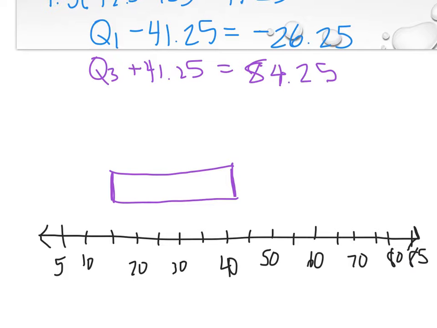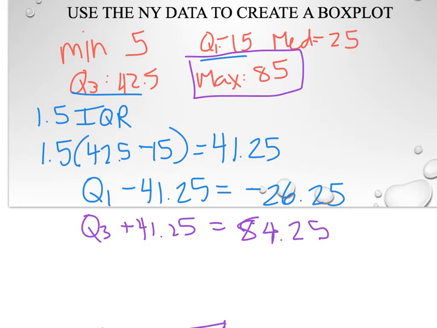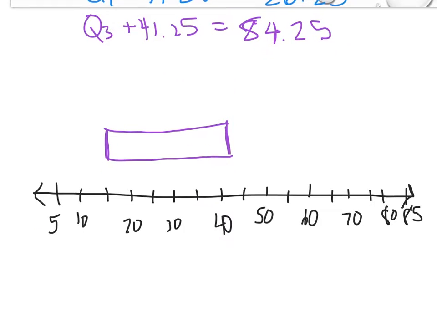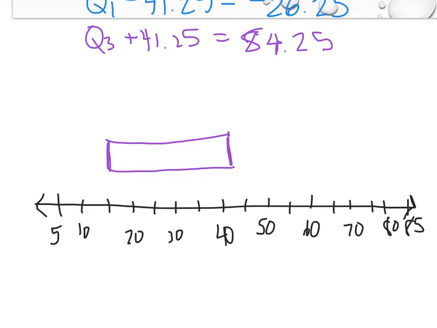Next, I want to put a line in my box at my median. Well, my median was 25. So at 25, I'm going to put my line. Okay, now the next thing I want to do is draw any outliers I had in. So we know we had an outlier at 85, so I'm going to put my asterisk at 85. Well, then remember, right, our whiskers only go to the non-outliers.